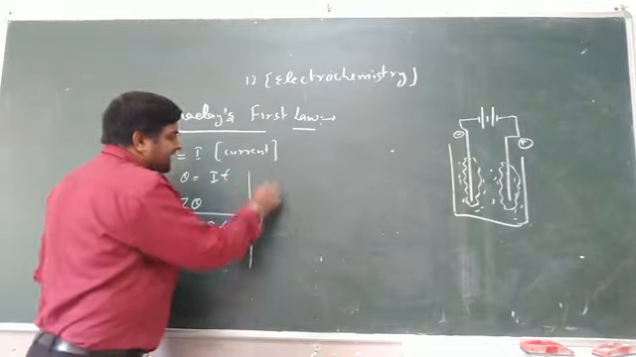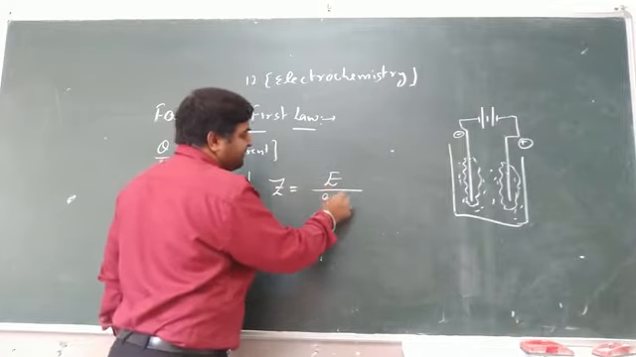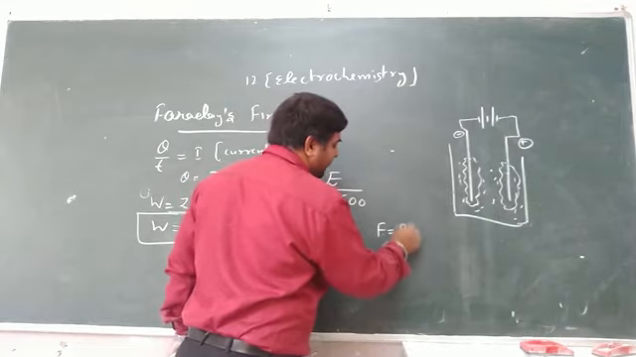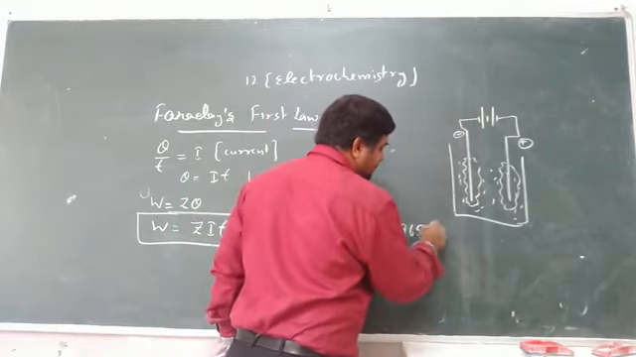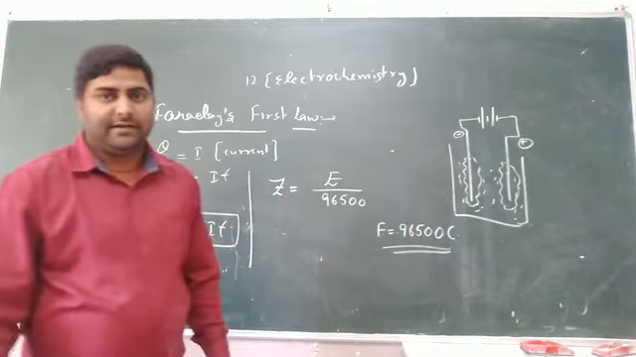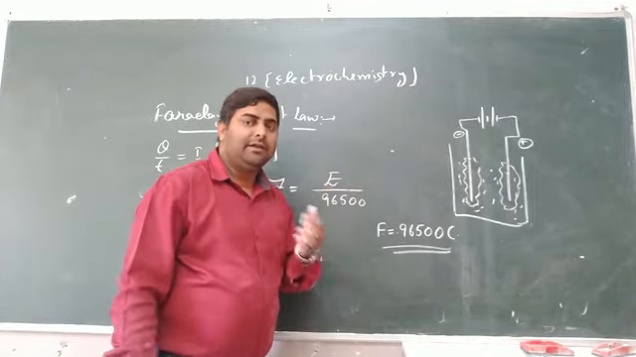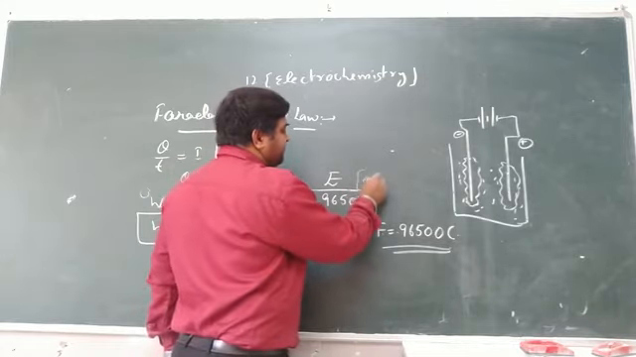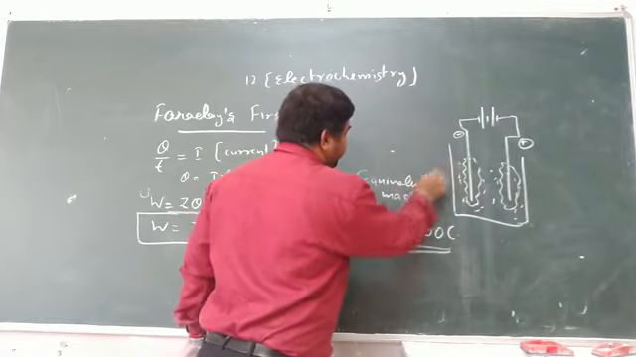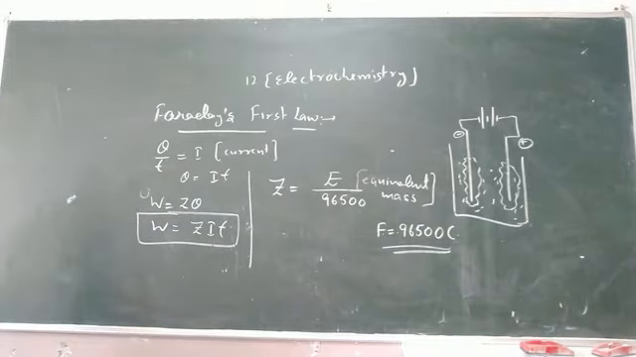Now the value of Z is equal to E upon 96500. 96500 is called the Faraday constant. So F, 96500 coulomb, is called Faraday's constant. Now we have written here E. What is the meaning of E? E means equivalent mass, where E is known as the equivalent mass of the electrolyte which is being used.